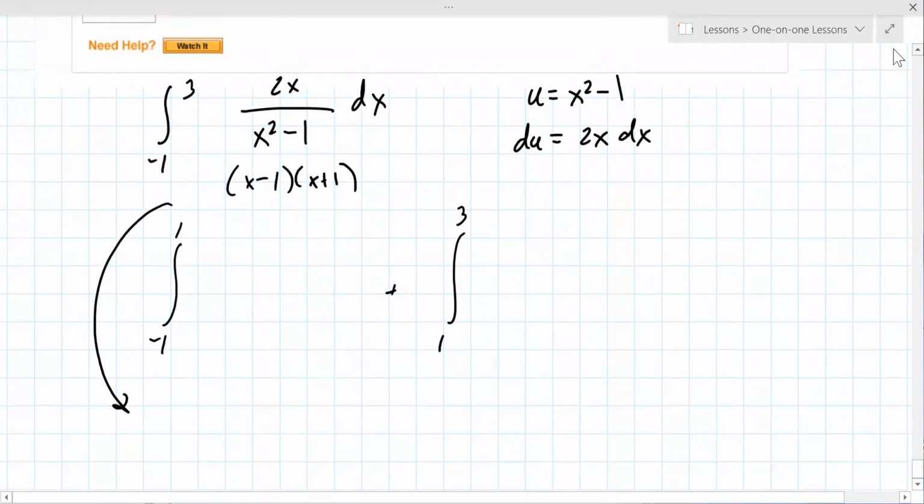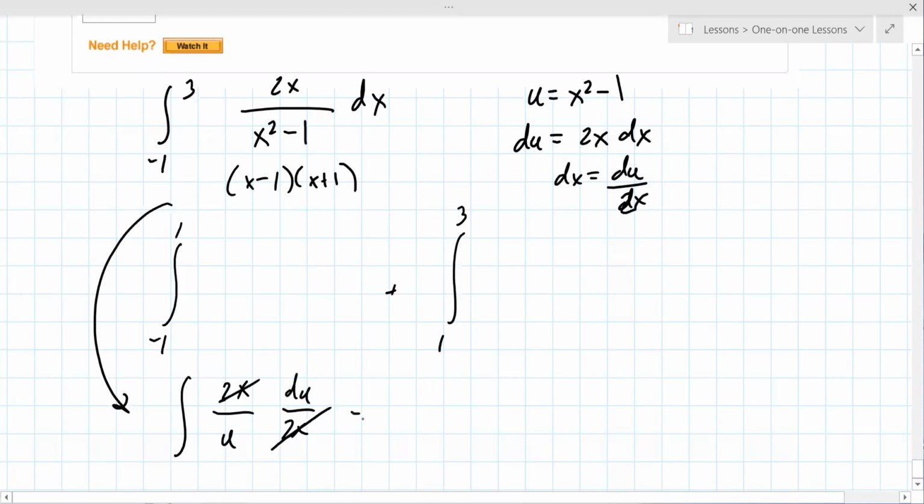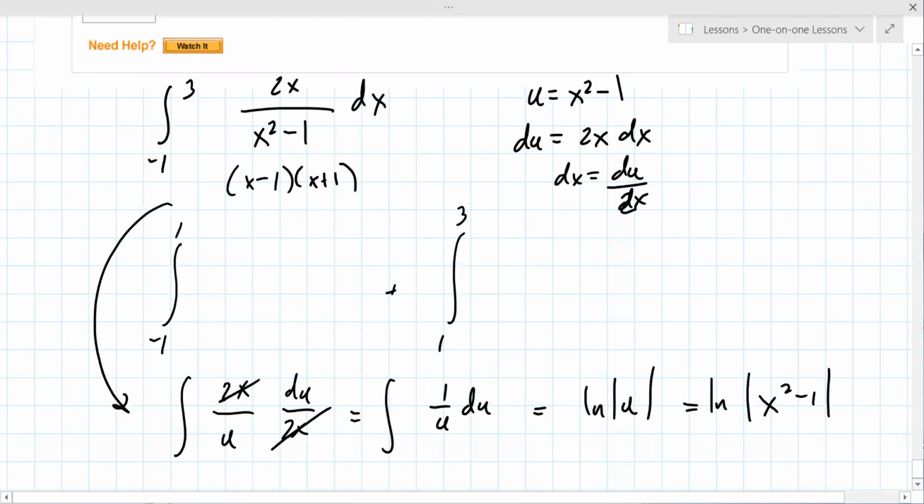So when you do this u substitution here again, you take the derivative and solve for dx, so dx equals du over 2x, and then you start substituting it back in. So your integral looks like 2x over u, and then it's du over 2x. So you end up just getting those canceling out. So it becomes the integral of 1 over u du, which is the natural log absolute value of u, natural log absolute value of x squared minus 1.